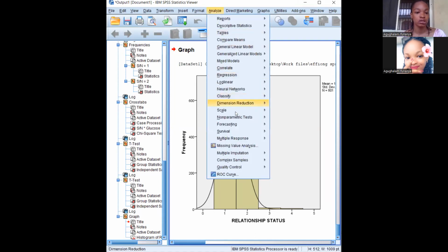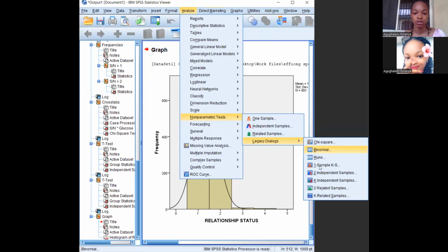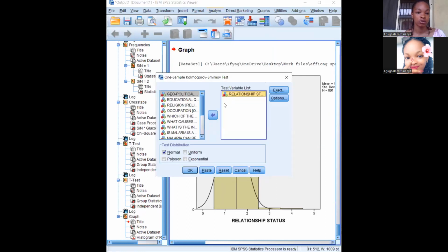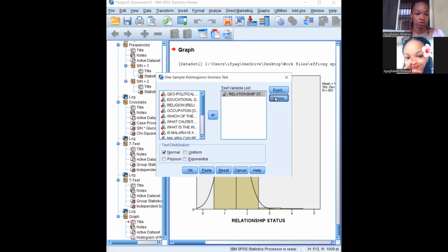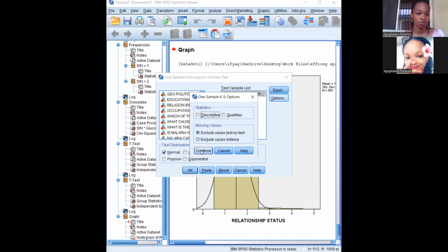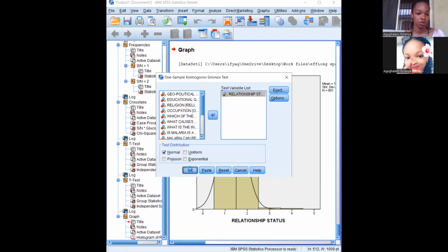you go for your normality testing. You go to Analyze, Non-parametric Tests, Legacy Dialogs, One-Sample Kolmogorov-Smirnov, that's one-sample KS. So we put in our relationship, and we don't need any of this. We just press Continue and then OK.